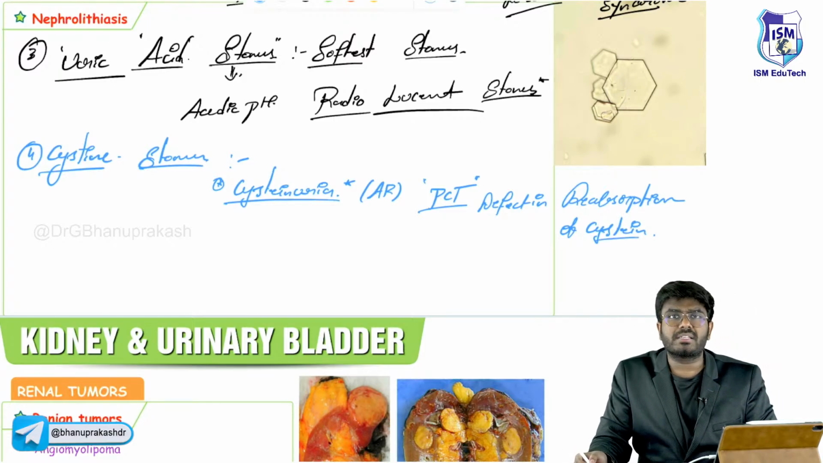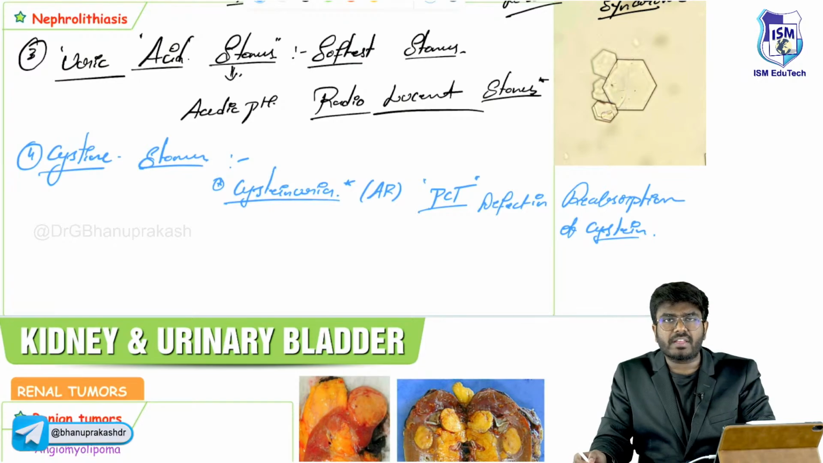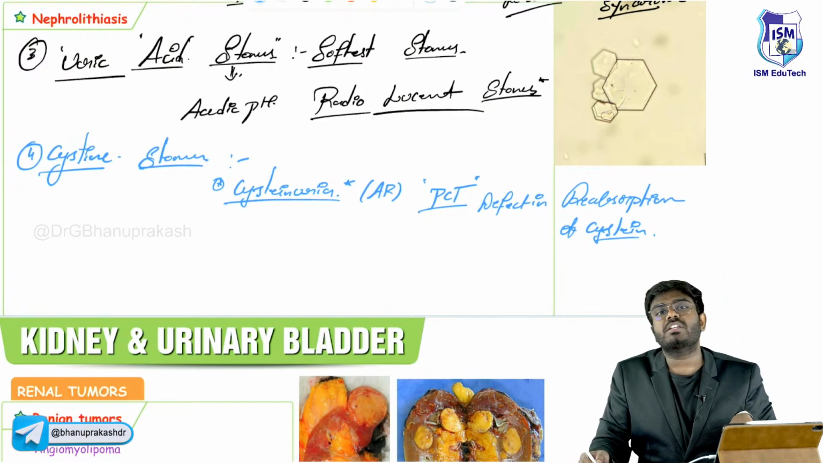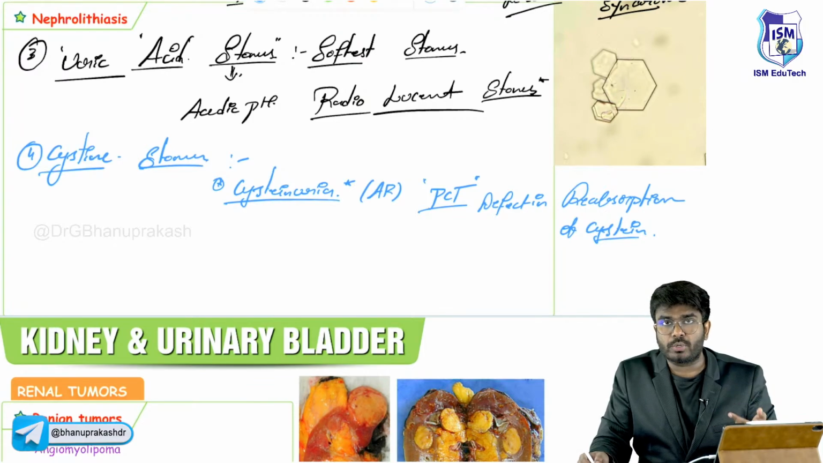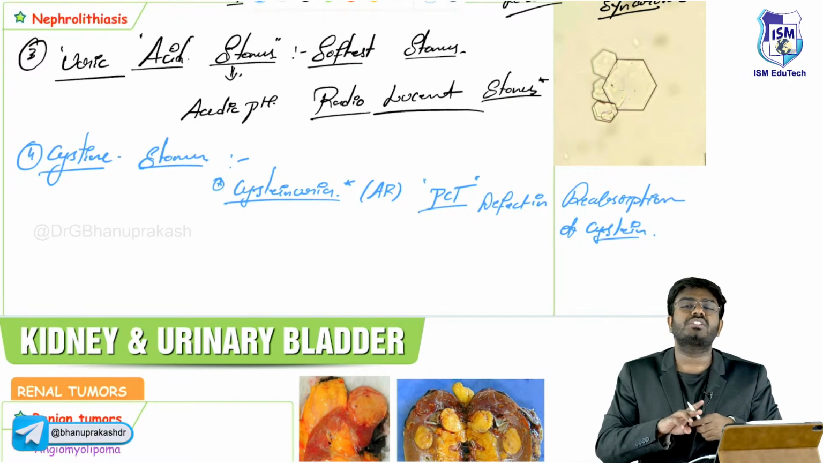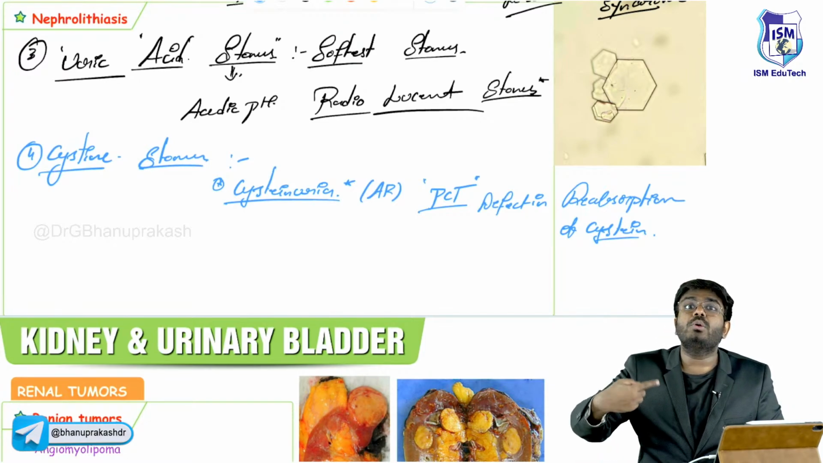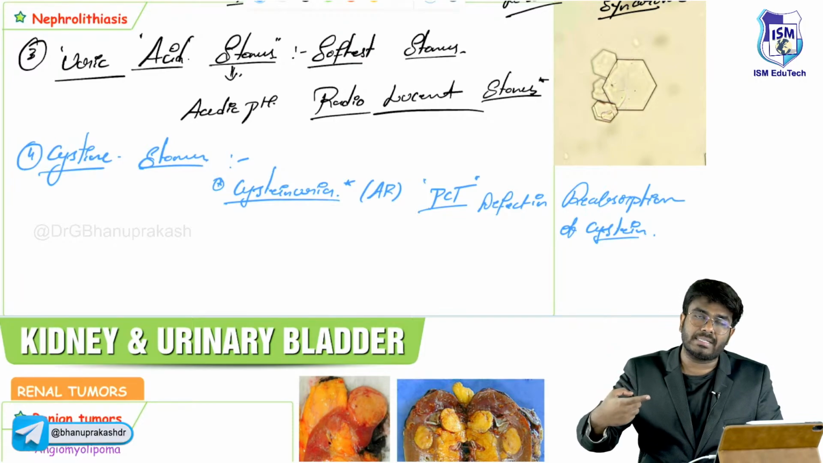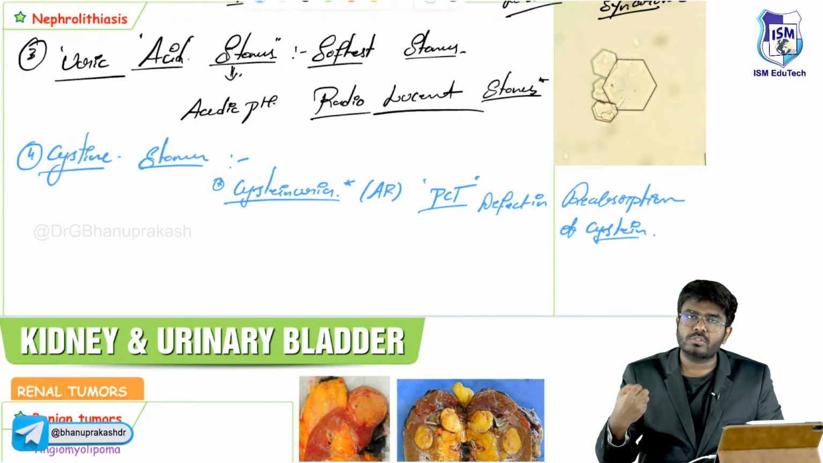Cysteine is an amino acid. Amino acids and glucose are freely filtered in the nephron. But in cystinuria, an autosomal recessive disorder, there is a defect in the PCT to reabsorb the cysteine. The cysteine is not getting reabsorbed, so it is lost in the urine. The cysteine levels in the urine become concentrated and elevated, so the cysteine is going to precipitate and form the stone.